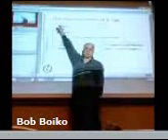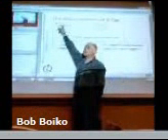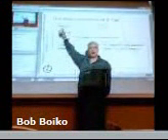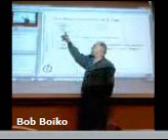Table. Pretty straightforward, right? Wouldn't it be nice if they were all that straightforward? What does TR stand for? Table row, right? You can kind of guess. All right. What does TD stand for?